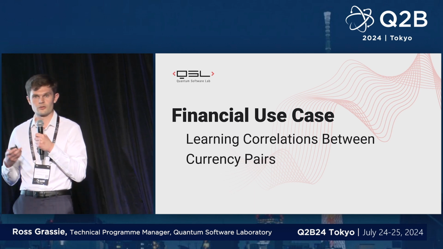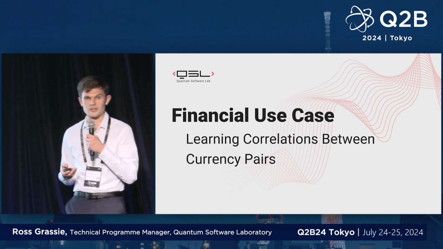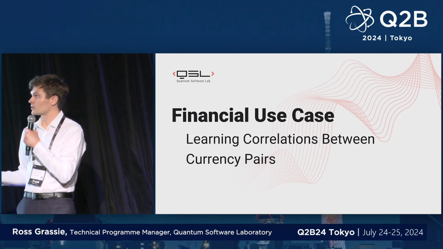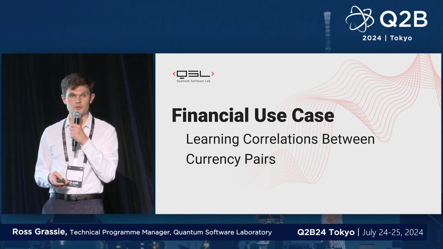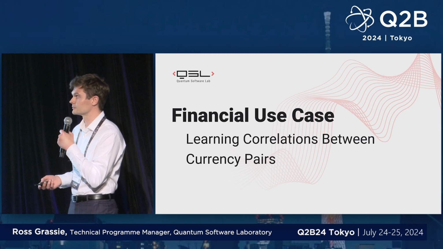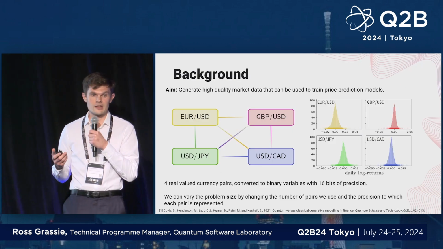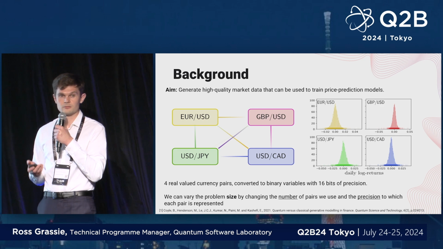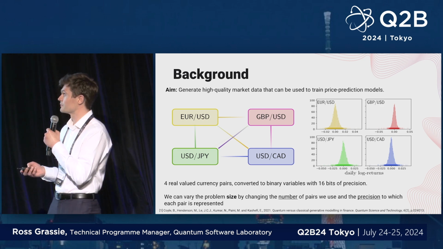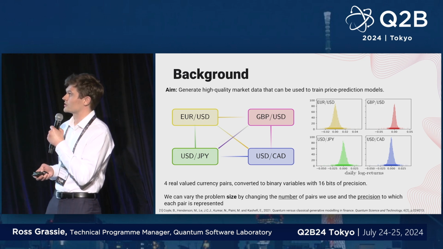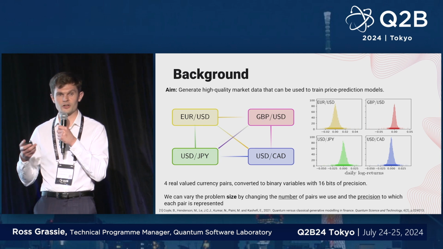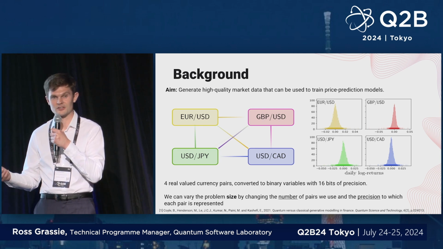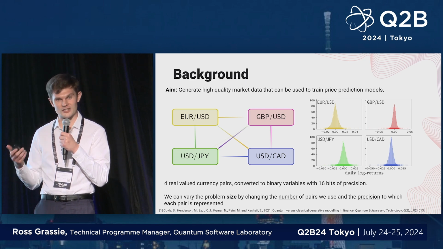So now that I've gone through some of the technical aspects of our solution, we can have a look at our first use case, which is trying to learn correlations between different currency pairs. So the aim in this project is to generate high quality market data in foreign exchange markets. And if we can produce high quality market data to train our price prediction models, then in theory our price predictions will be better and we'll be able to make more money. So that's the motivation.